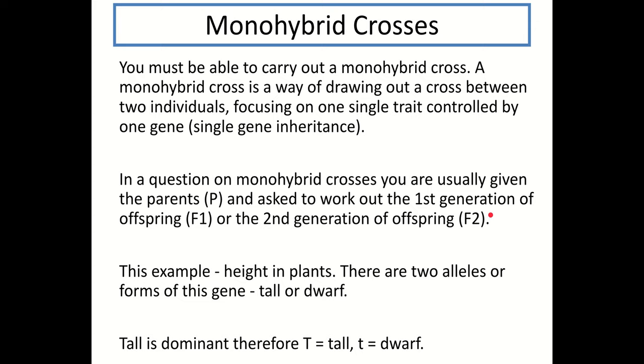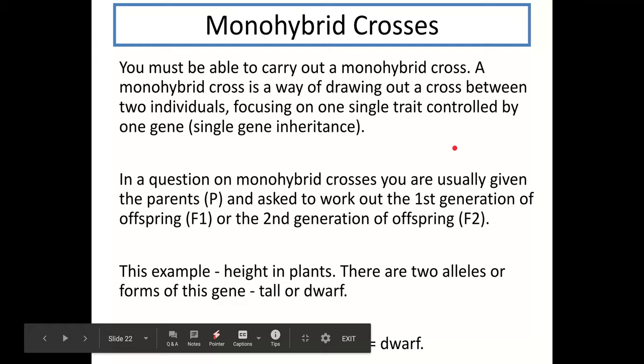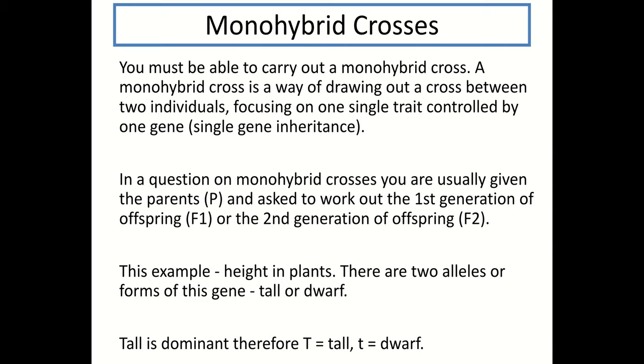For our first example, we're going to focus on height in plants. So there are two different alleles or forms of this gene, tall or dwarf. Tall is dominant, therefore we're going to use big T for tall and small t for dwarf. Remember, it doesn't matter which letter you choose, although they'll normally tell you which one to use in the question. If they don't tell you, you can choose any letter you want, but I usually just use the first letter of the dominant allele, so in this case it would just be T for tall.